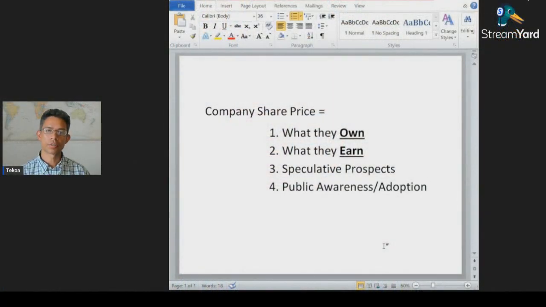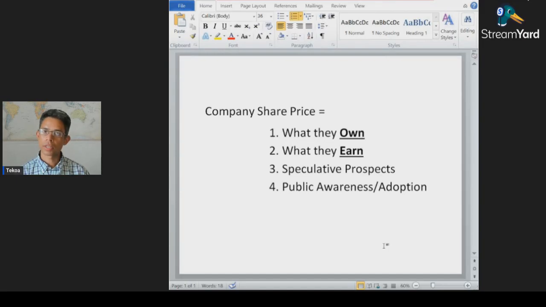The four categories of variables that I would say impact the company's share price are, one, the first is what they own. What's on their financial statement, on the balance sheet? How many apartment buildings? How much cash? How many gold mines? How many oil wells or large tracts of land do they own? And what is the value of those collections of assets?